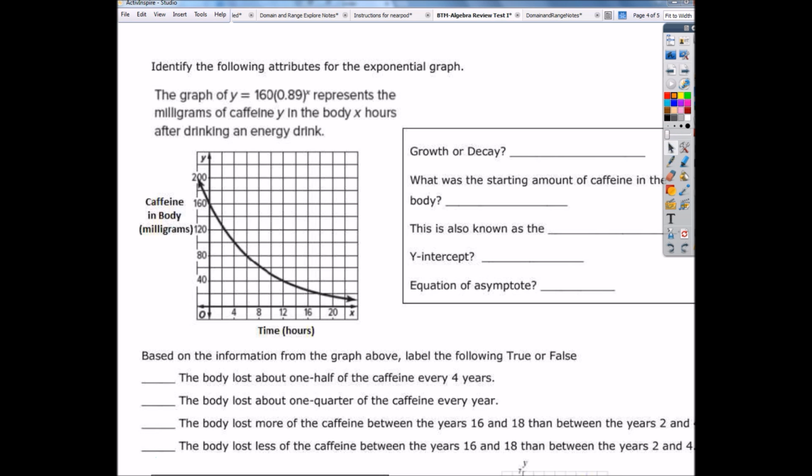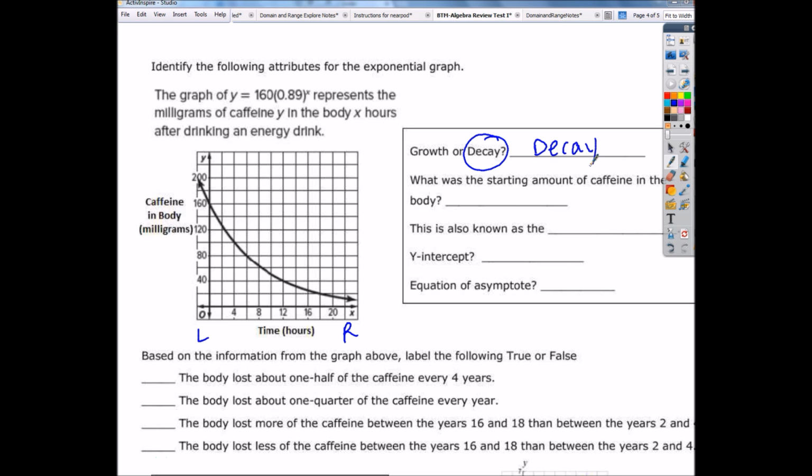Checking out the last page, folks. We're almost done here. Let's see what we got here. Identify the attributes for the exponential graph. So we've done linear graphs, we've done quadratic graphs, and now we're down to exponentials. But they're all about the same. It's pretty simple stuff to read. So look at this graph. If you're reading it, remember we read a book left to right, and it just so happens this graph started up high and went down low, so that is a decay.